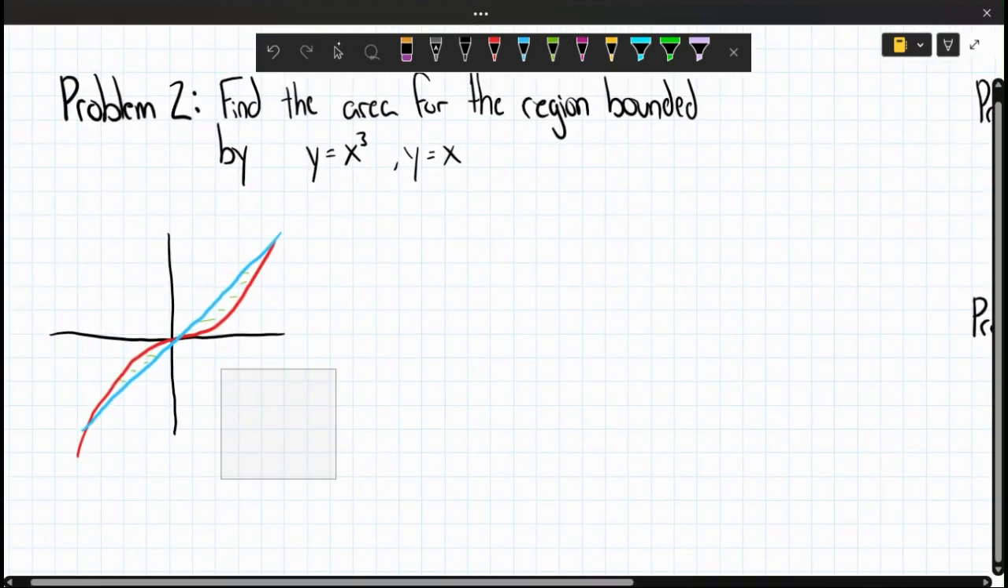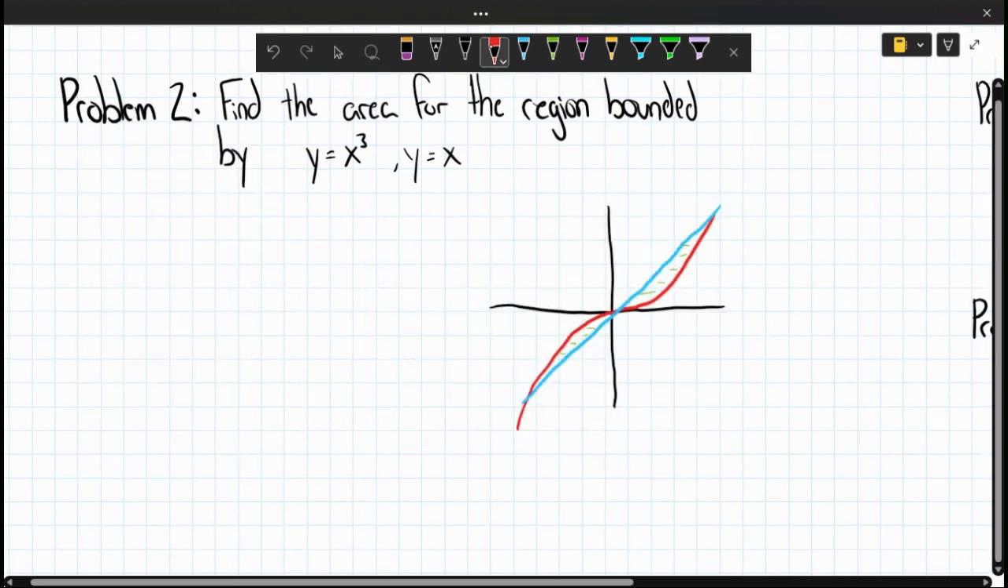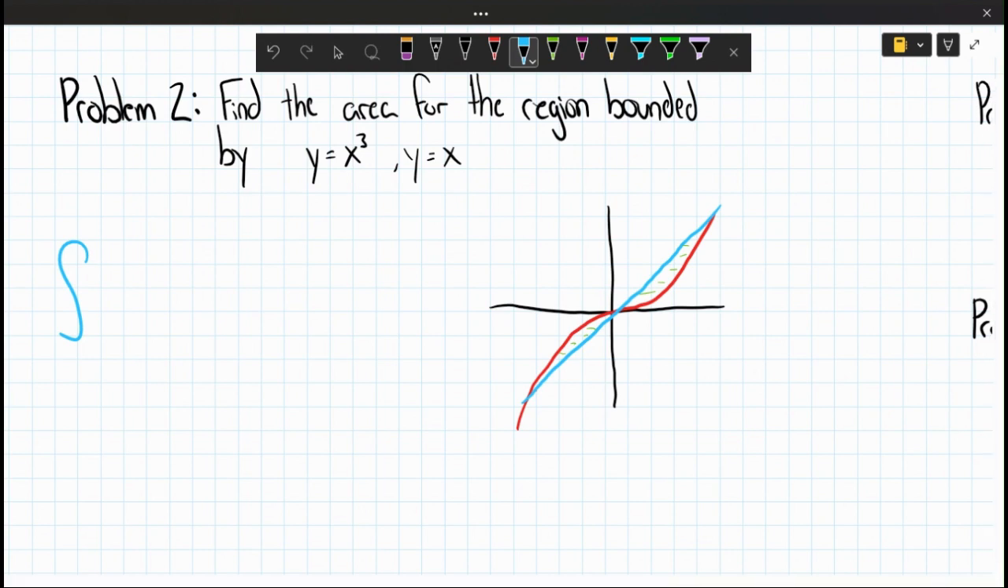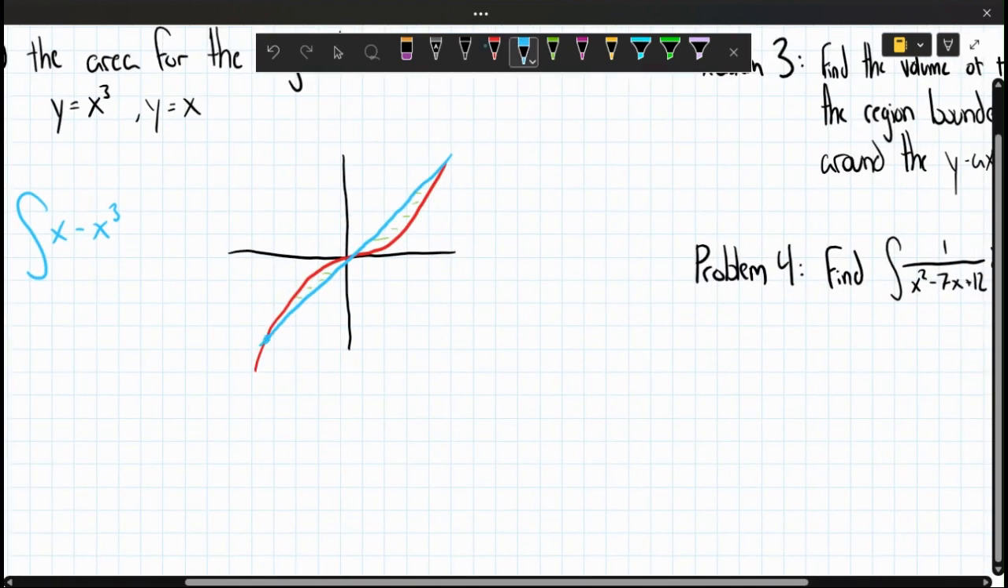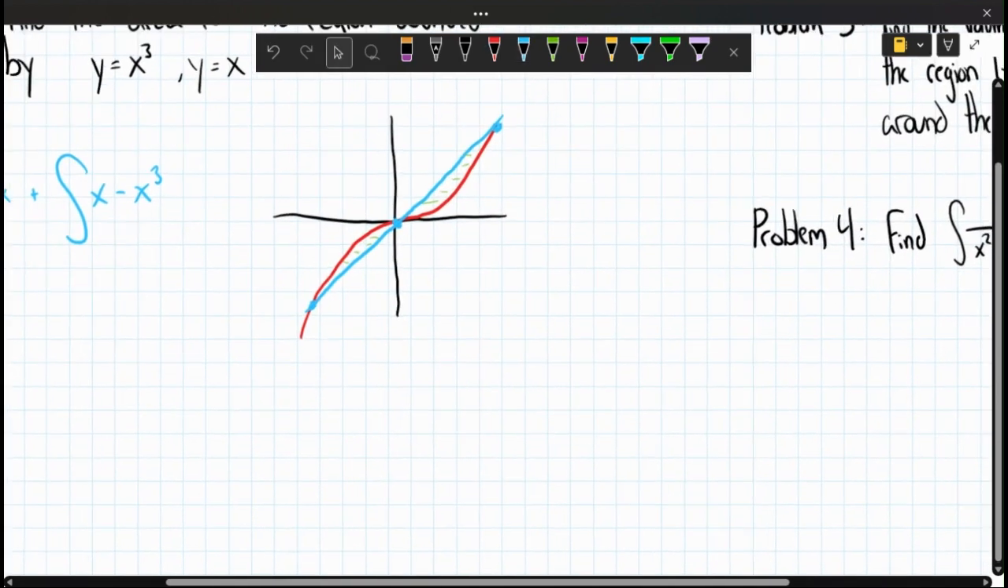Well, let's first set up our integral, which would be the top minus the bottom. Since the x cubed is the top one, x cubed minus x dx. Then we'll do plus x minus x cubed. And now we need to find when these functions equal each other, these 3 points, so we can get our bounds of integration.